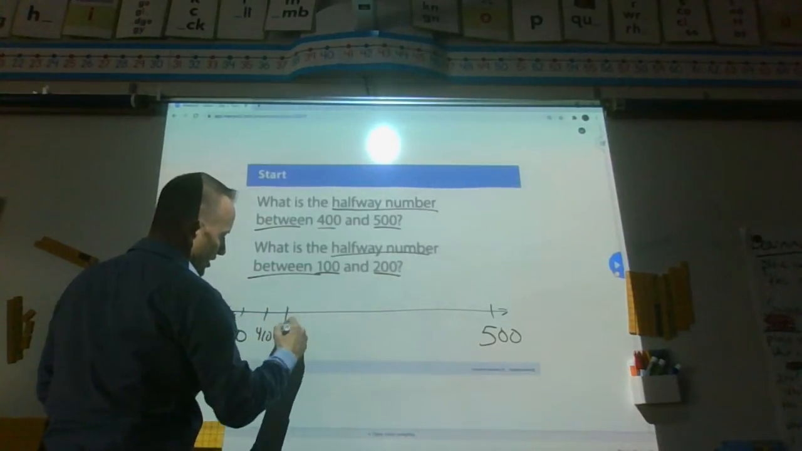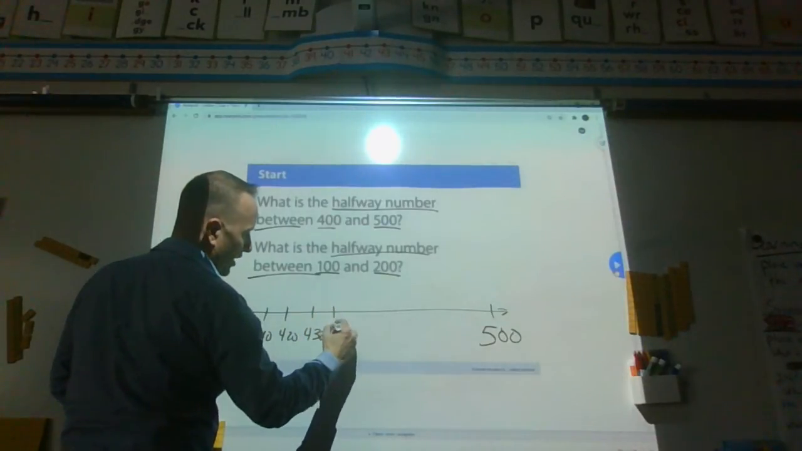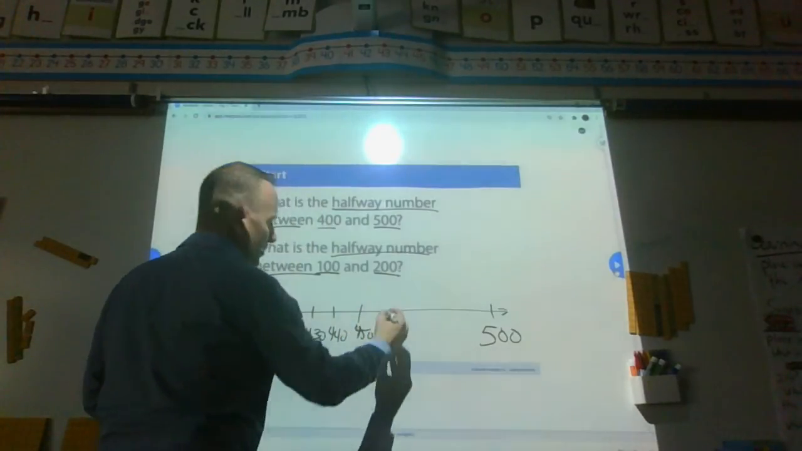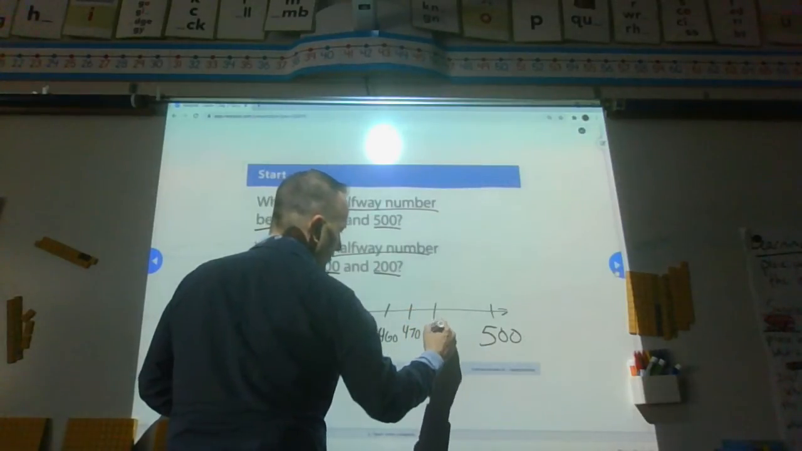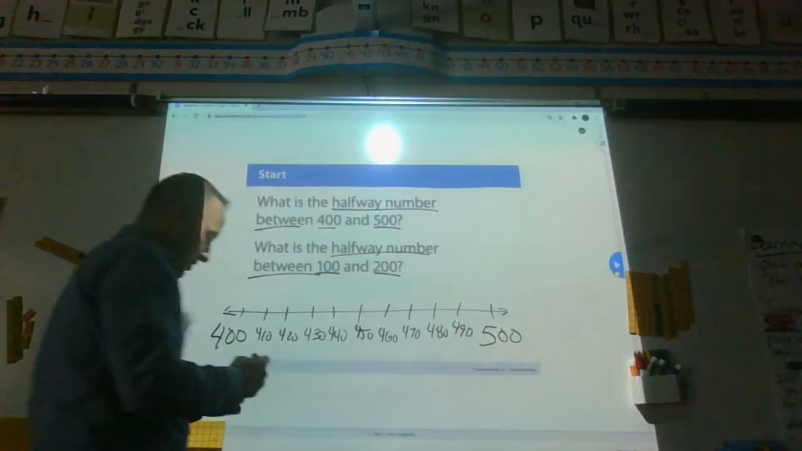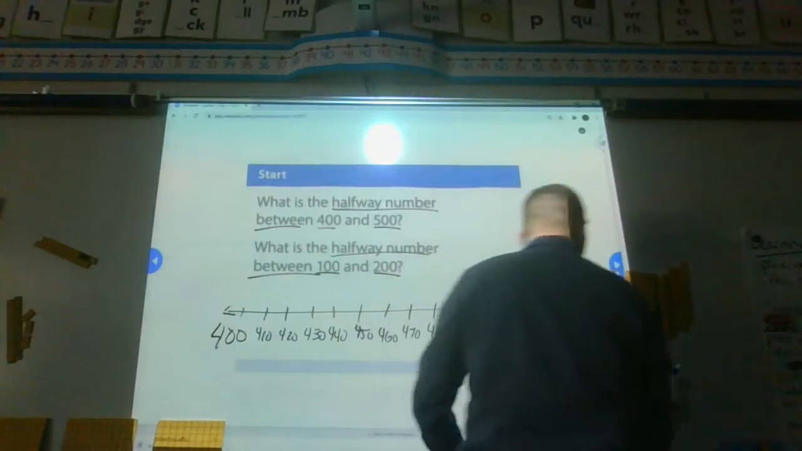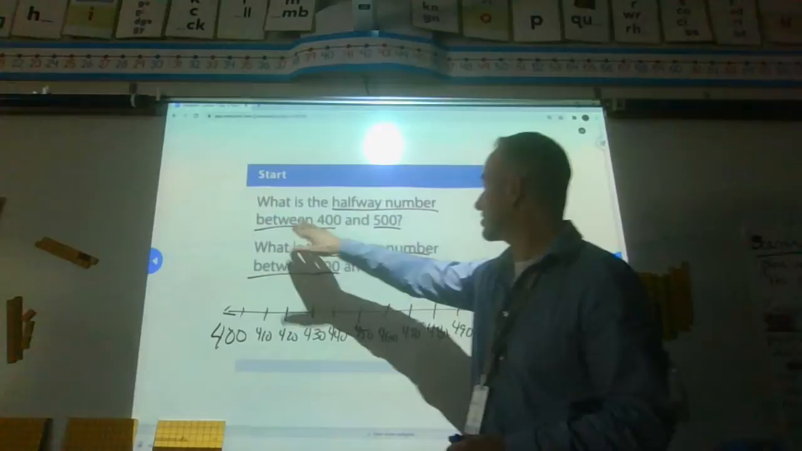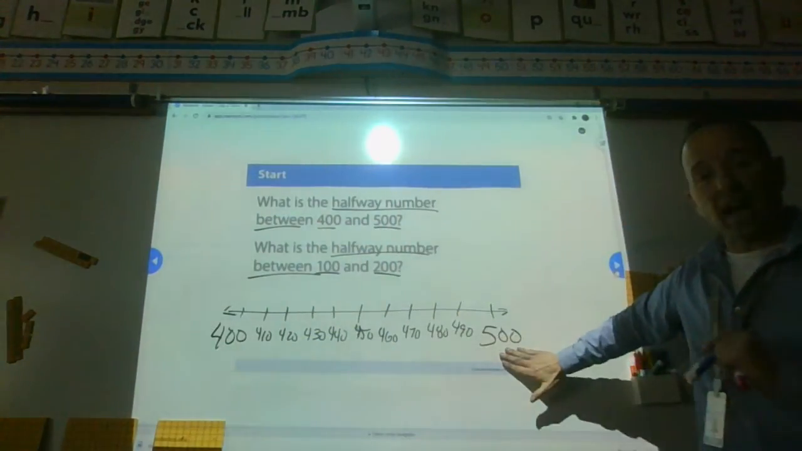410, 420, 430. I'm counting by tens. 440, 450, 460, 470, 480, 490, 500. Well, how many jumps of 10 would we need to take in order to get to 500, right? We're looking in between, here's the key, between 400 and 500.